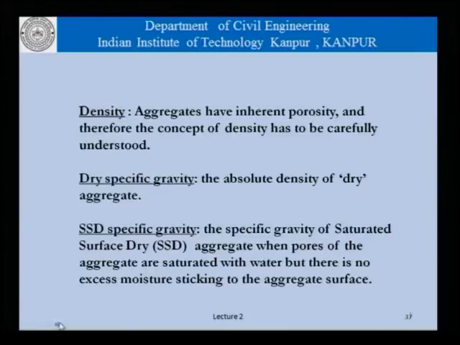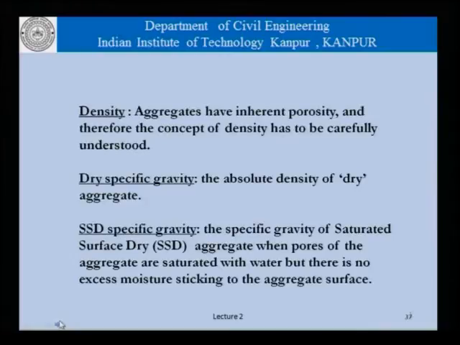Now, we all know that density is mass per unit volume, but let us try to understand this in the context of coarse aggregates a little more rigorously. Aggregates have inherent porosity, and therefore the concept of density and specific gravity has to be carefully understood.